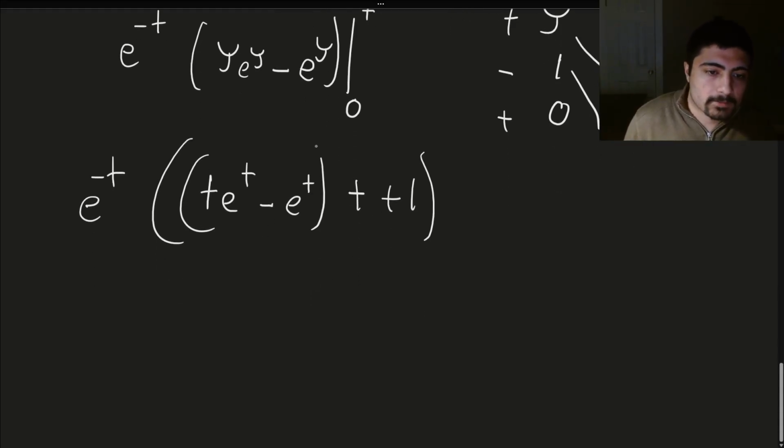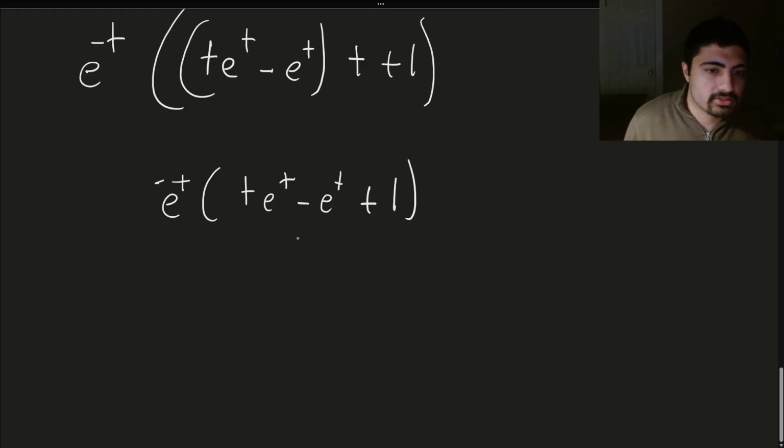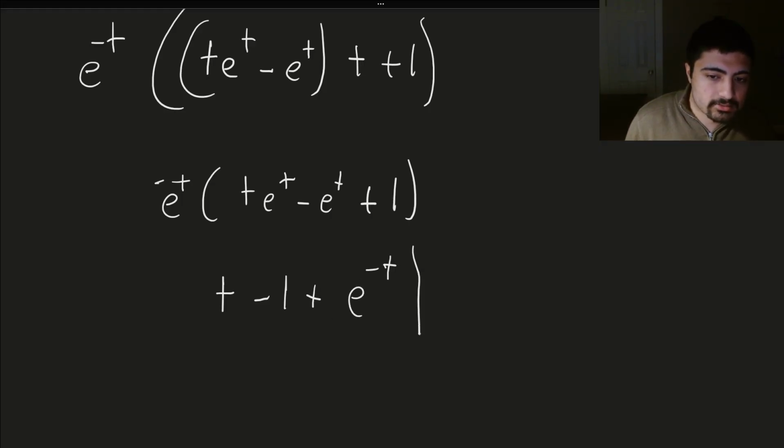Okay, so finally our result will be e to the minus t times (t e to the t minus e to the t plus 1) as your integral. And if you want to further simplify, you can just say t minus 1 plus e to the minus t as the result of this inverse Laplace problem.